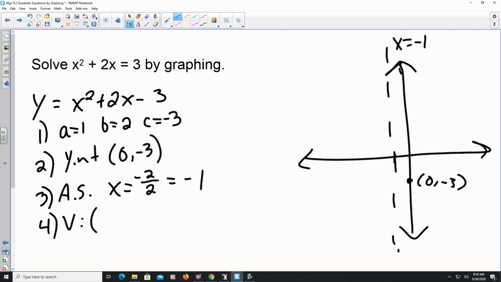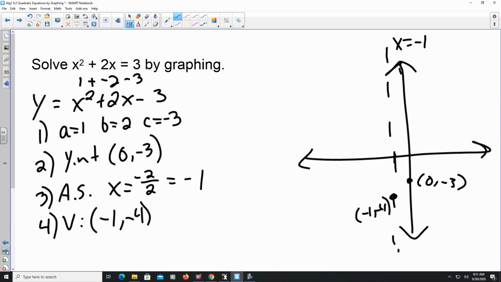My vertex. My x-coordinate comes from the axis of symmetry, so it's negative 1. To find y, I'm going to take negative 1, plug it in for every x in the equation, and solve for y. So negative 1 squared is 1, plus 2 times negative 1 is negative 2, minus 3. So 1 plus negative 2 is negative 1, and negative 1 minus 3 is negative 4. So negative 1 comma negative 4 is my solution. It's just below my y-intercept. I can just plot that here to label it.